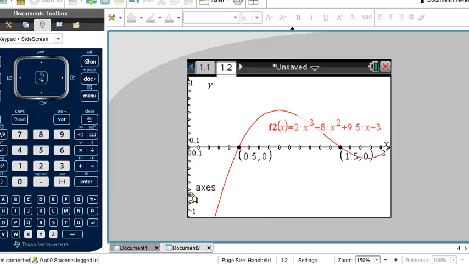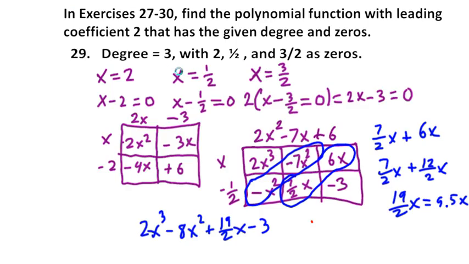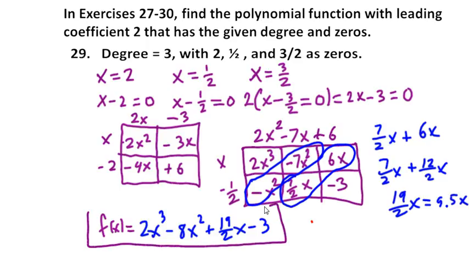Let's check this out. It checks out, so that's going to be our function. f of x equals all this, and we can write the 19/2 as 9.5.